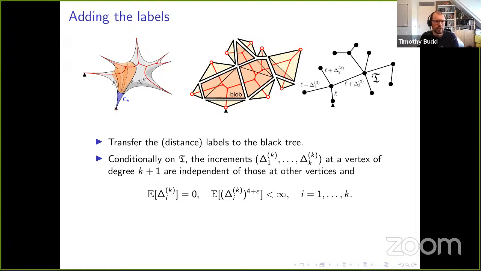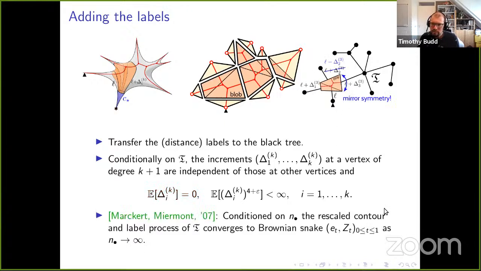For instance, in the Schaefer projection that I've shown before, the menu by which I constructed the tree was actually changing or breaking the mirror symmetry that might be present in the surface. But here we have exact central increments. And that means, and this is really due to a mirror symmetry we have in the surface, that we immediately can apply the invariance principle of Marckert and Mokkadem to tell us that the contour process of this black tree, together with the labels on this tree, converges to a Brownian snake when the number of black vertices increases to infinity.